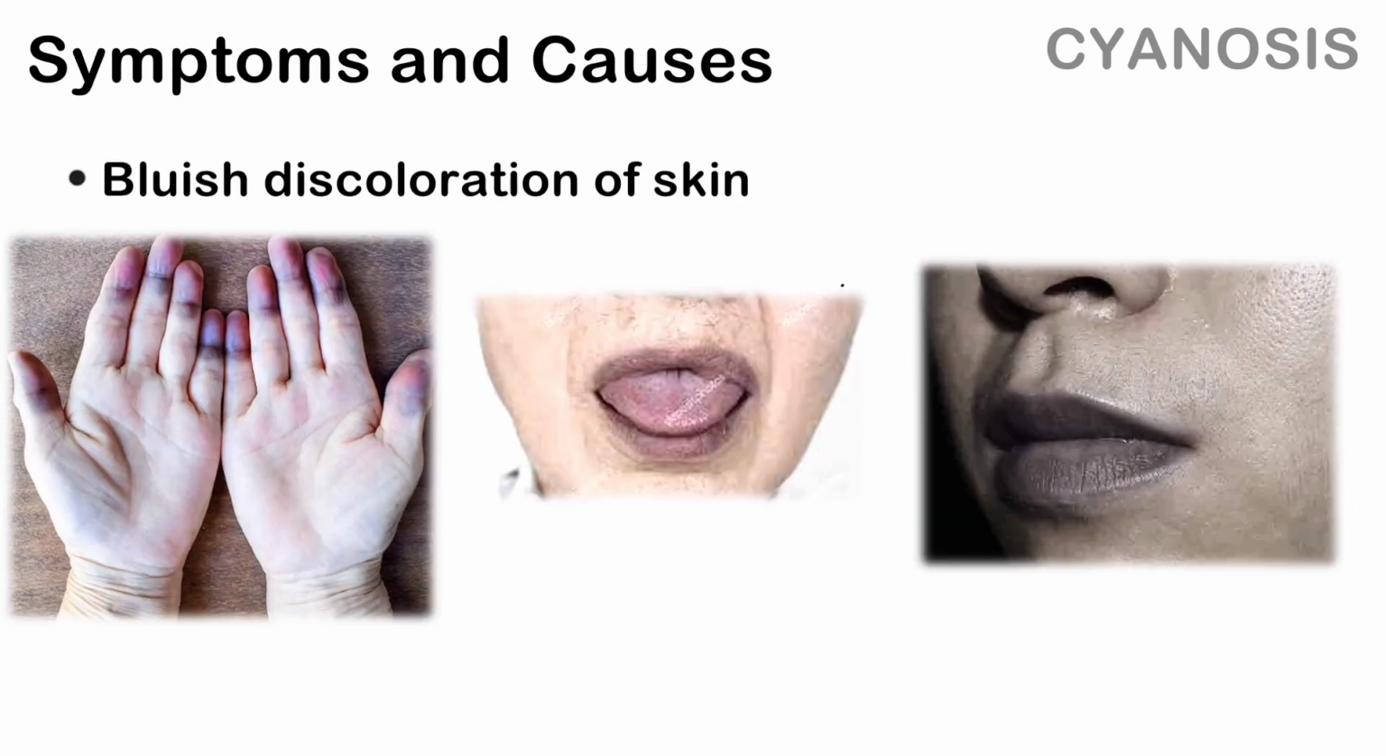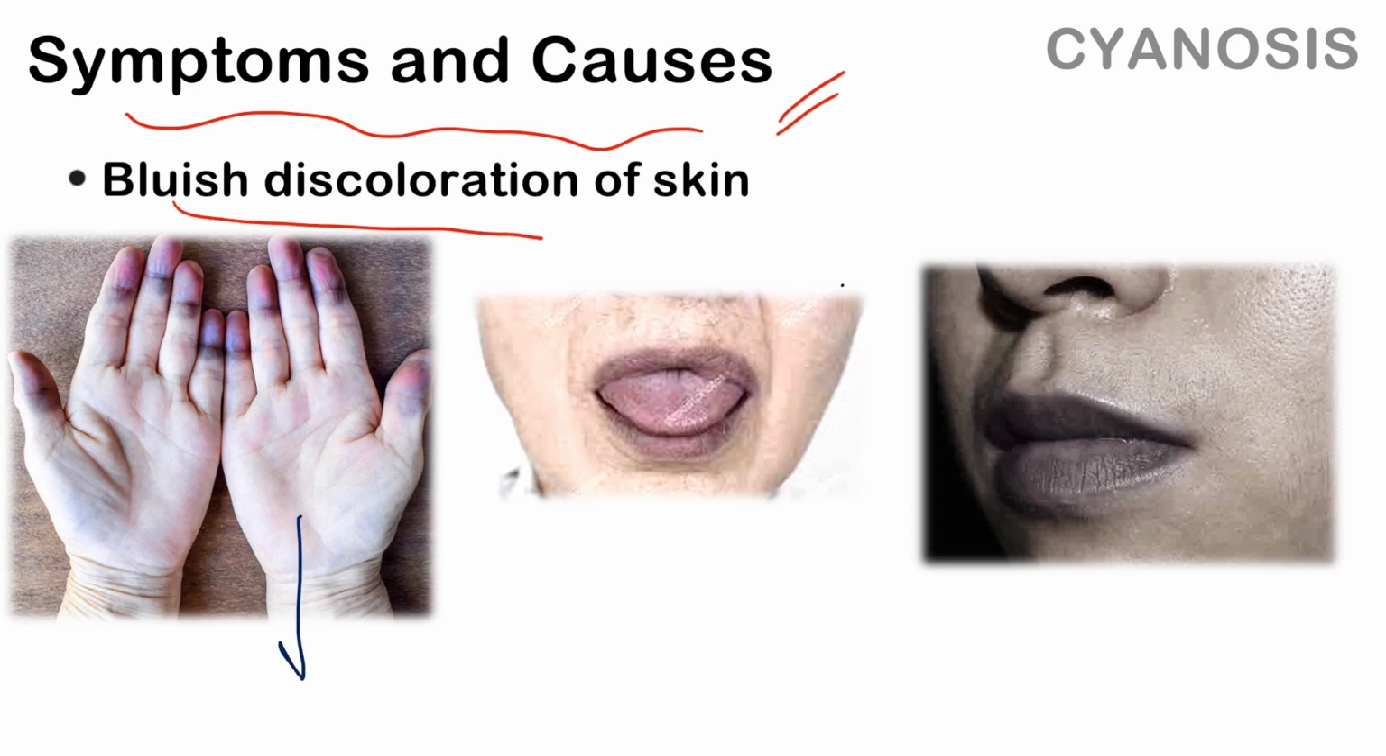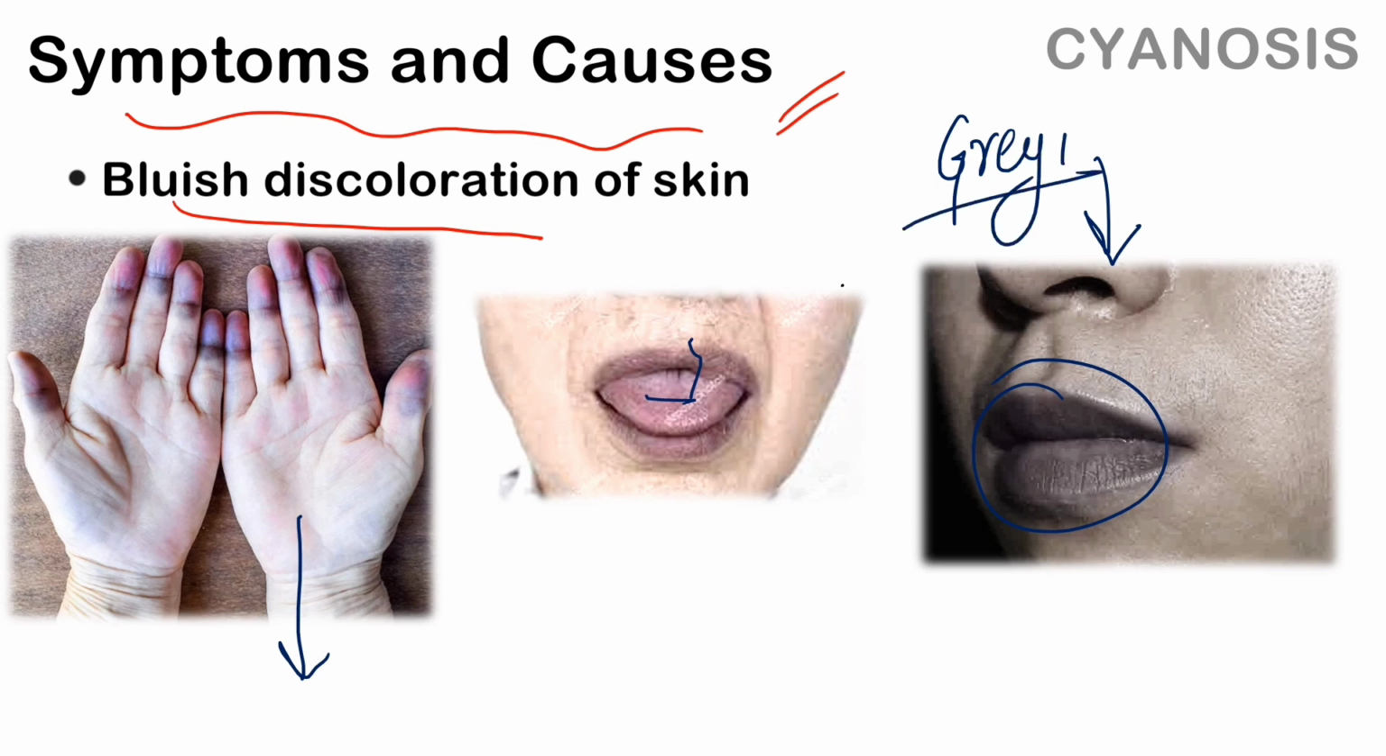Now we are going to talk about the symptoms and causes of cyanosis. The main symptom of cyanosis is bluish discoloration of your skin. The bluish tone may also affect your lips, tongue, gums, ears, and nails. If you have darker skin, cyanosis will appear more as grey or white. It may show up more around your lips, tongue, gums, nails, and eyes.